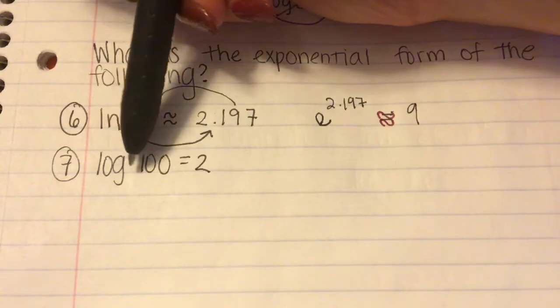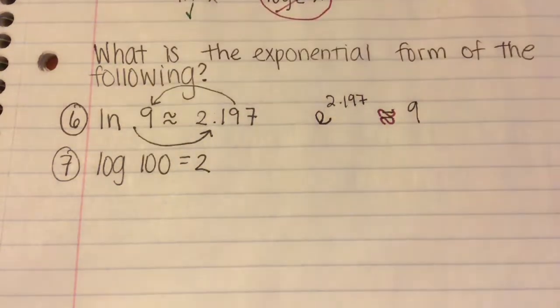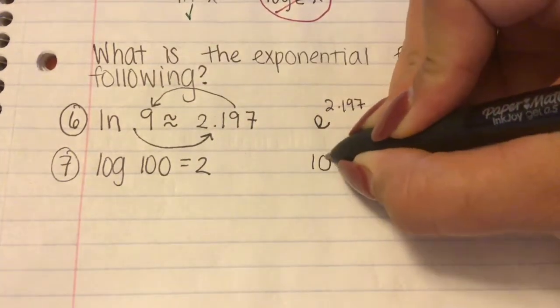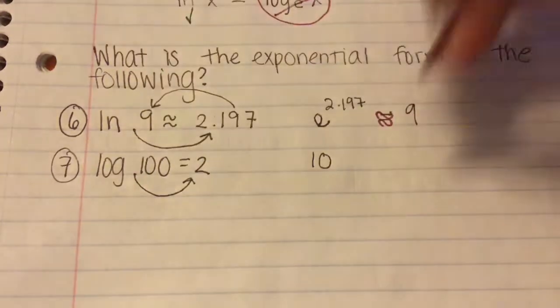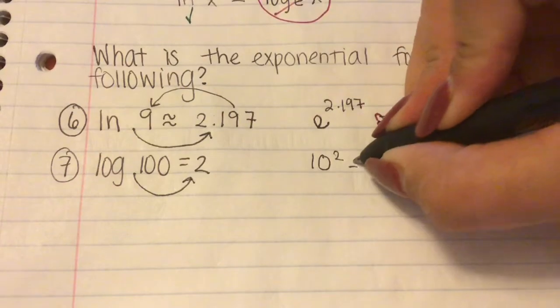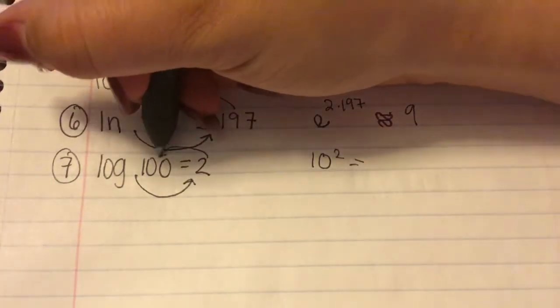Remember, log with no base, we assume that that's the common log. Start with my base 10, that invisible base right here. 10 raised to the second power is equal to, finish the circle, 100.